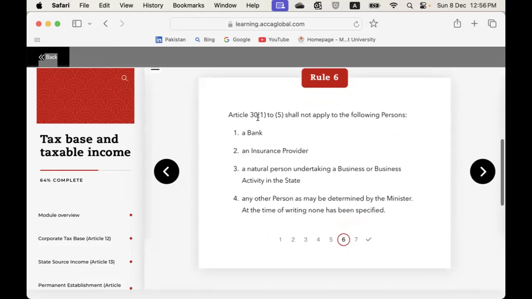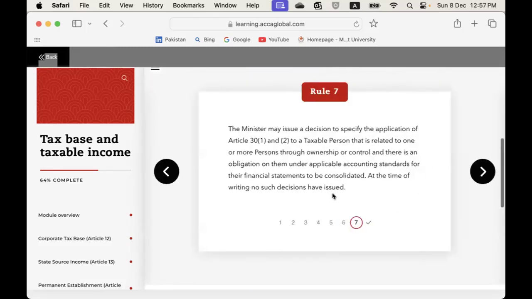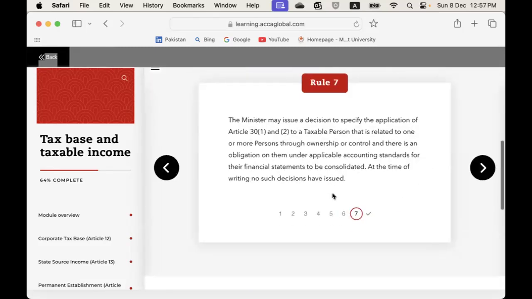Article 30, clauses 1 and 5 shall not apply to banks, insurance providers, natural persons undertaking business activity, and any other person as may be determined by the minister. So for banks, insurance, and natural persons, this deduction limitation does not apply. Why? Because their very business is dealing in interest-related matters: investments, borrowing, lending. So you can't place a limitation on them. And natural persons have been facilitated anyway.